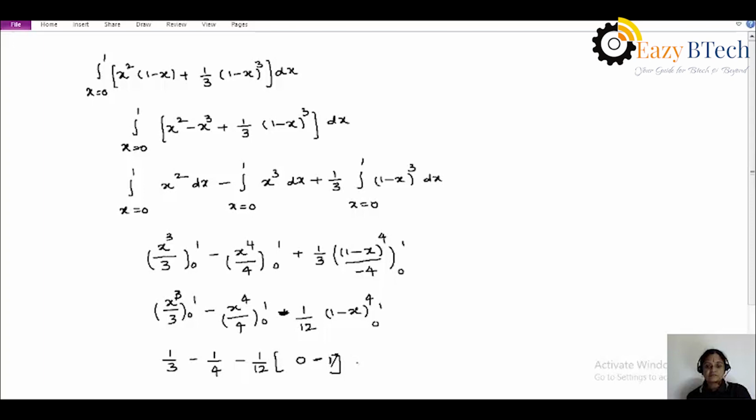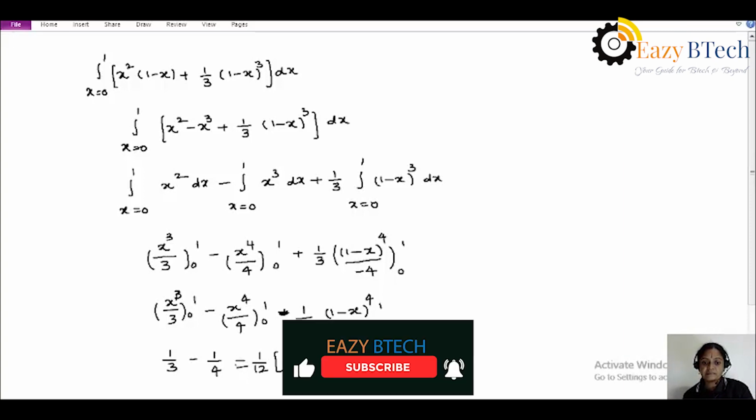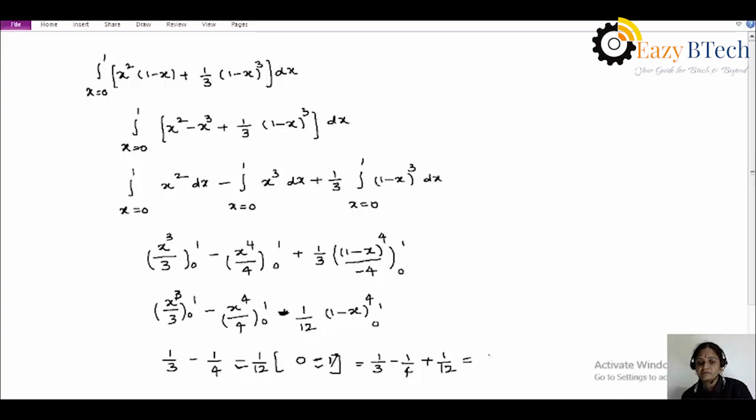So it is equal to 1 by 3 minus 1 by 4 and again plus 1 by 12, because here one minus is there and again one minus, and minus into minus is plus. Then 1 by 3 minus 1 by 4 plus 1 by 12, LCM is 12, so 4 minus 3 plus 1, that means 4 minus 3 is 1, and 1 plus 1 is 2, 2 by 12. Then doing the cancellation, the final answer is 1 by 6.